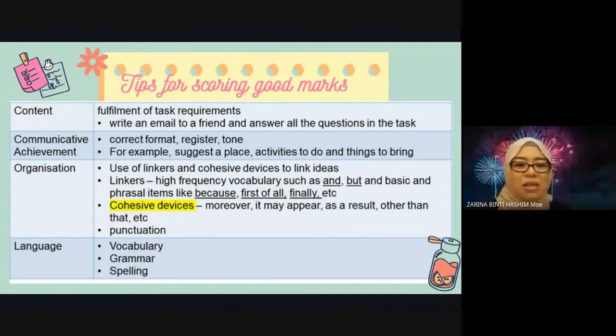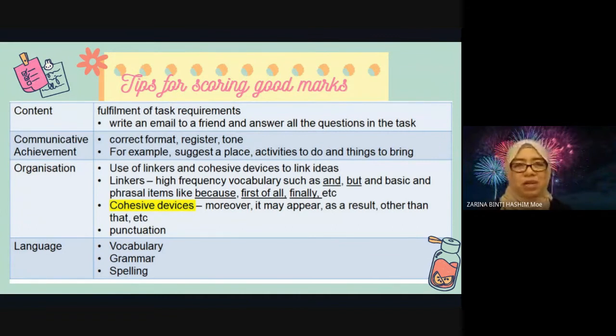So by answering these 3 questions, and also by writing an email to your friend, you can get content of 5 very easily. As long as you answer the 3 questions and you write an email. If you have that, then the examiner or your teacher will definitely give you a 5. Okay, we do not look at other things yet, but once we see that you have all the 3 questions being answered and you are writing an email, we give you straight away 5.